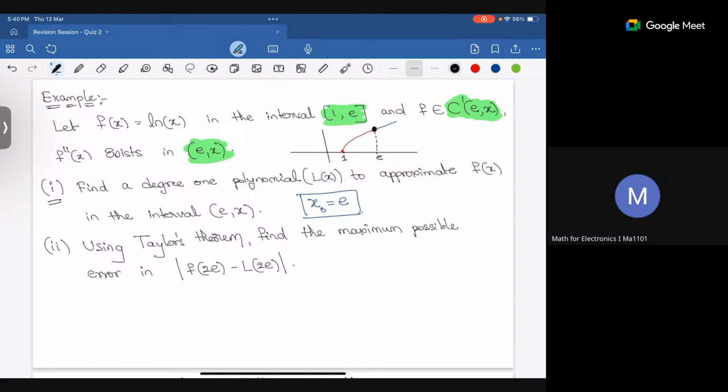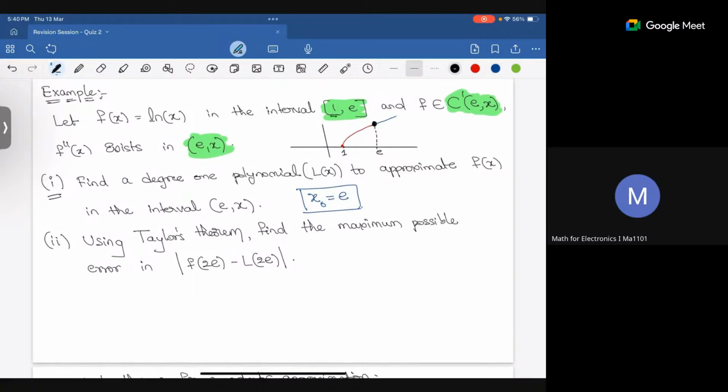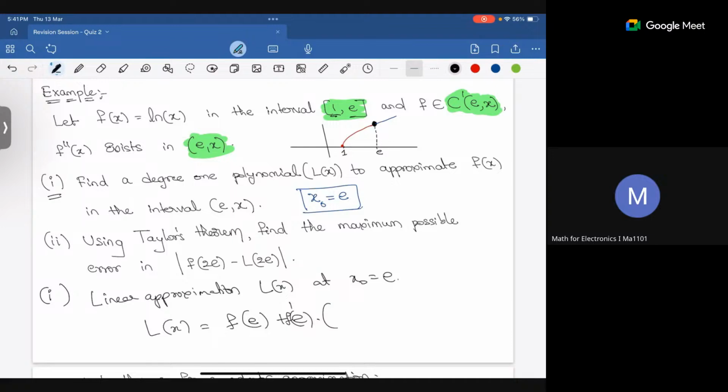Okay, I hope this is clear. We are not considering point 1, we are at point e. So we need the linear approximation L of x at x naught equals e. For that, we know the expression L of x is f of x naught plus f prime of x naught times x minus x naught, which is f of e plus f prime of e into x minus e. So for that, we need f of e and f prime of e.